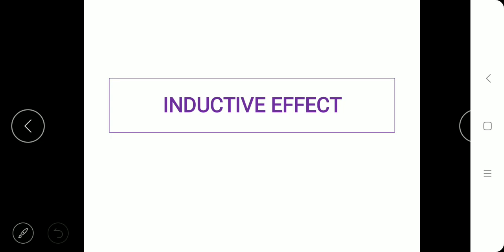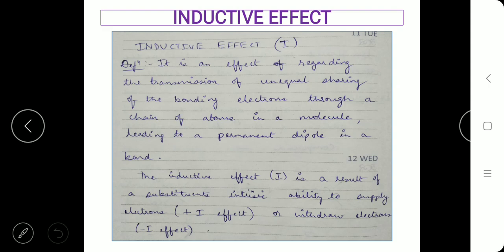Hello students, let us learn about the basic organic concept inductive effect. It is also represented by the letter I. So let us learn about the definition. It is an effect regarding the transmission of unequal sharing of bonding electrons through a chain of atoms in a molecule leading to a permanent dipole in a bond.